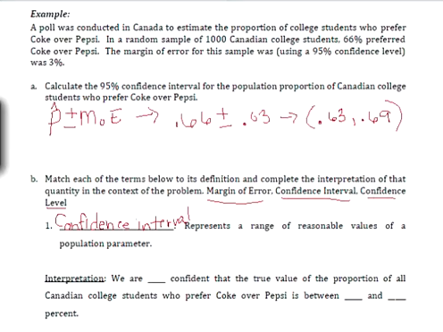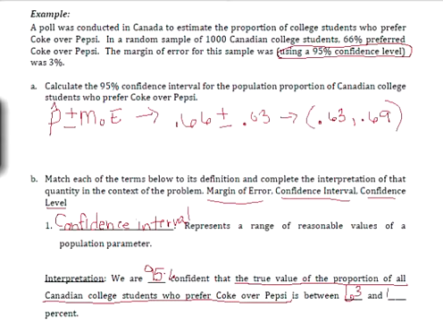And as far as our interpretation goes, which is the most important part of a confidence interval, we are 95%. I know that's the case because it tells us up top that this was a 95% confidence level. We are 95% confident that the true value of the proportion of all Canadian college students who prefer Coke over Pepsi. Remember that this right here is our description for the parameter. And then we give the values for which we think the true proportion will lie. We think that it is going to be between 63 and 69%.